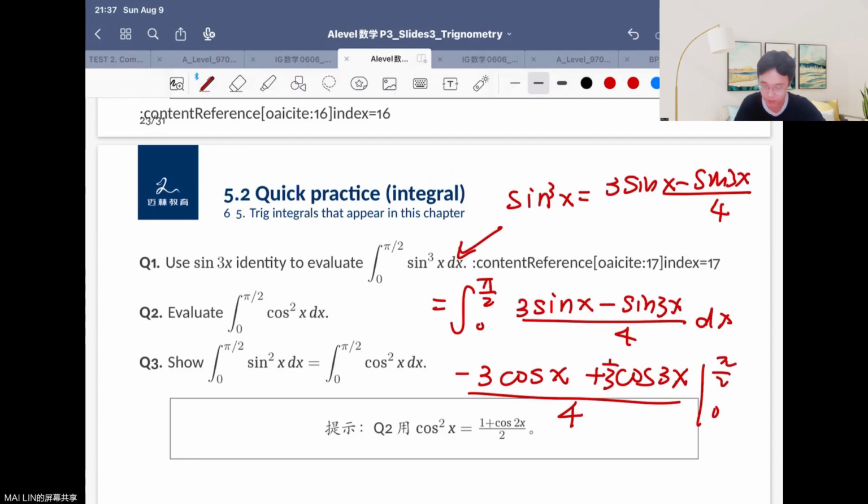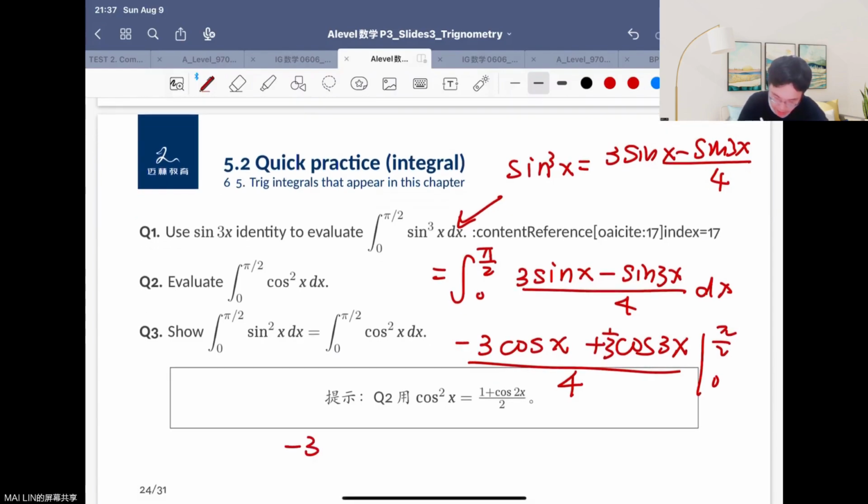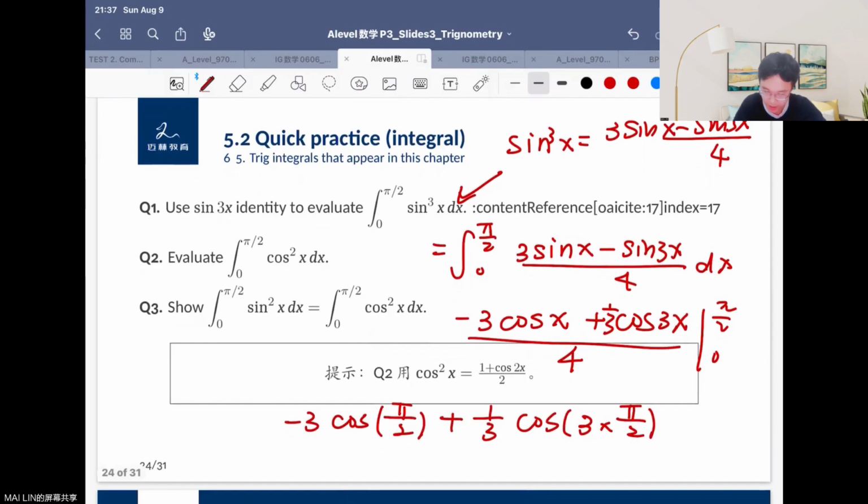Now we can put the values into it. So we have negative 3 cosine pi over 2, plus 1 over 3 cosine of 3 times pi over 2, divided by 4, and then finally put 0 into it. So it's minus, negative 3 plus 1 over 3, over 4. That is the answer to question 1.